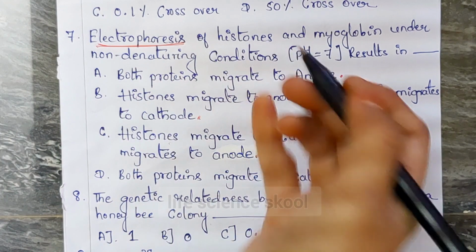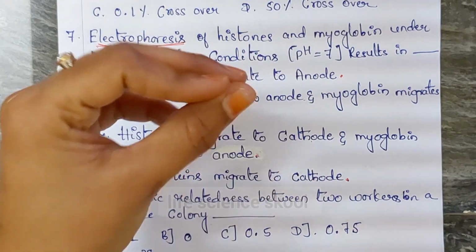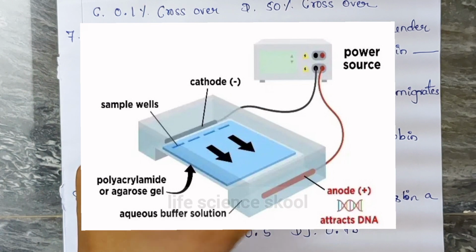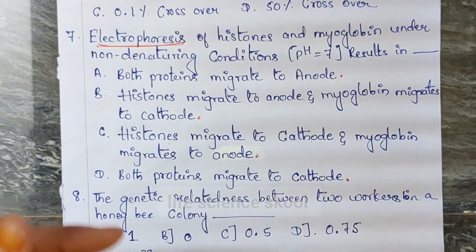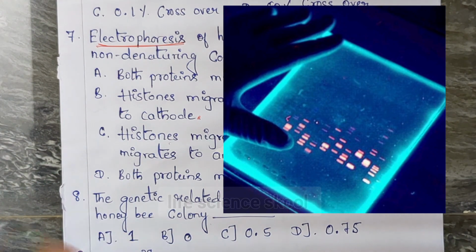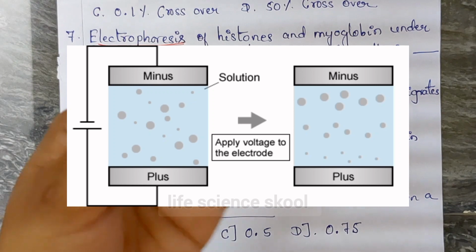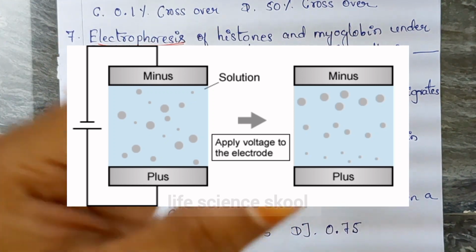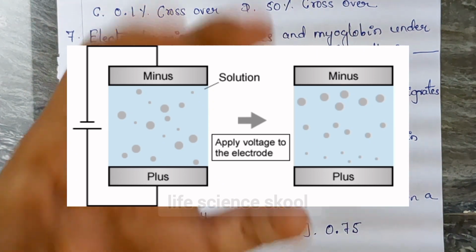To answer this you should know what electrophoresis is. Electrophoresis is a laboratory technique used to separate DNA, RNA and protein molecules based on their size and electric charge. As you can see in the diagram, this is the diagram of electrophoresis. They take the DNA or RNA and provide electric charge, and the sample gets segregated based on which direction it moves, to analyze it.